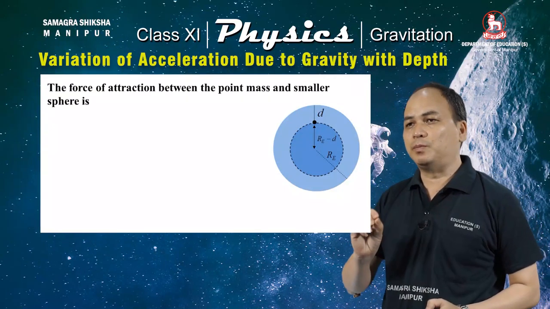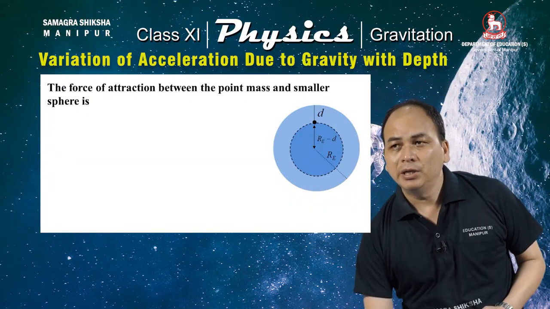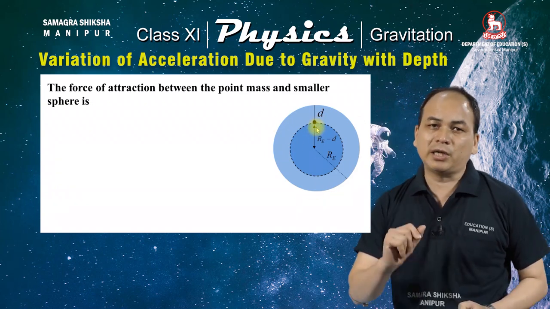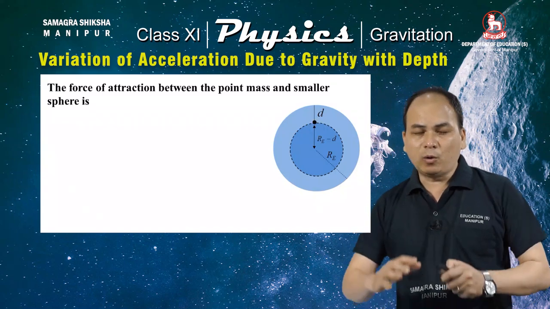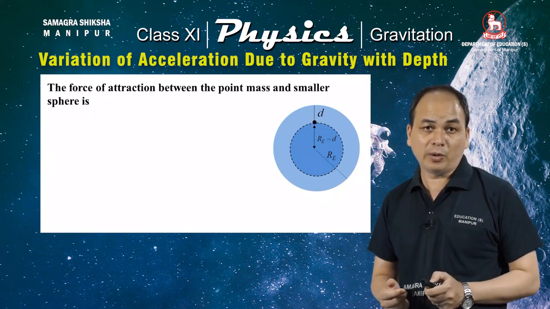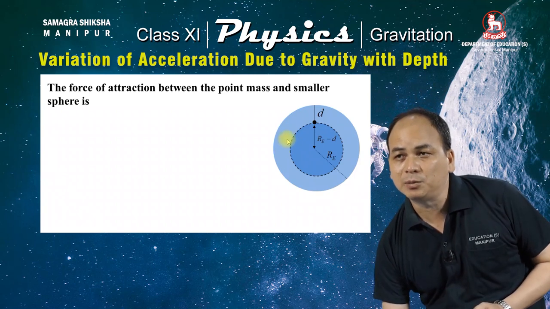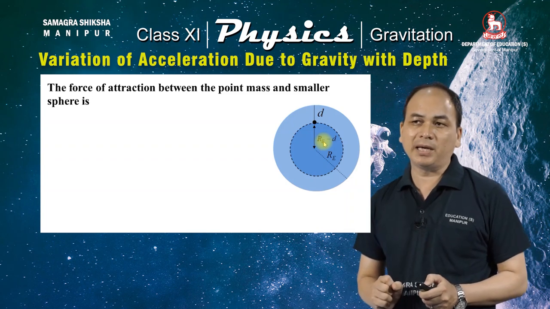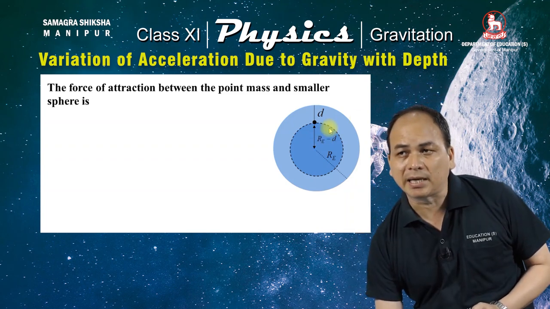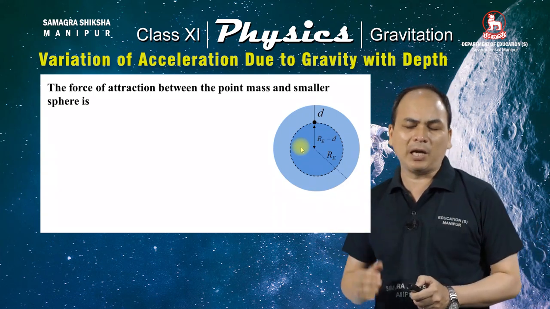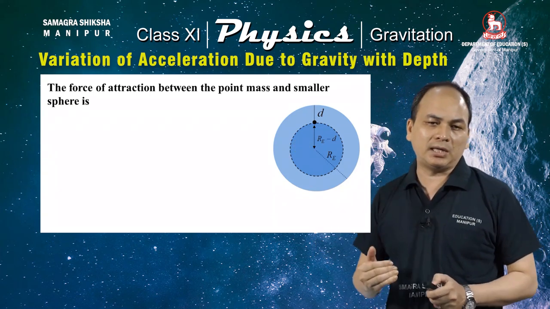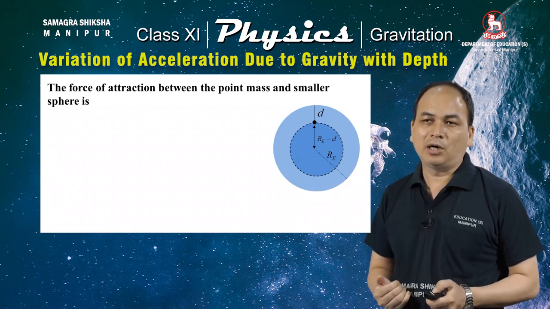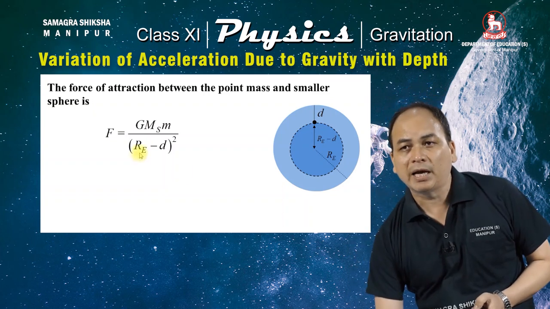The force of attraction between the point mass and the smaller sphere is what we consider. For the bigger outer shell, we cannot take the force of attraction, because for any hollow sphere, the force of gravitation inside is zero. So you can consider only the spherical object inside, and the point mass, for the force of gravitation. Every spherical shell gives a force of attraction on the point mass, and together they give the net force.